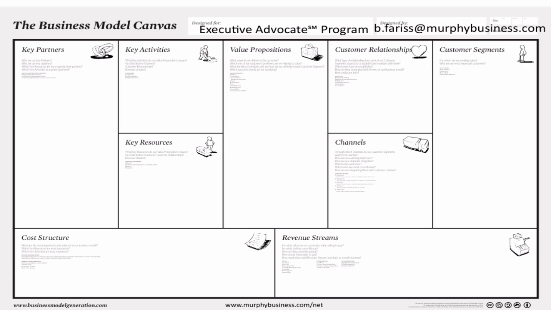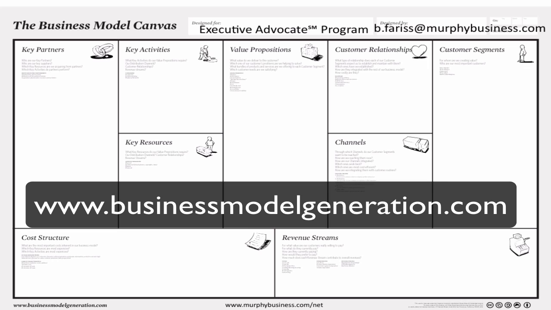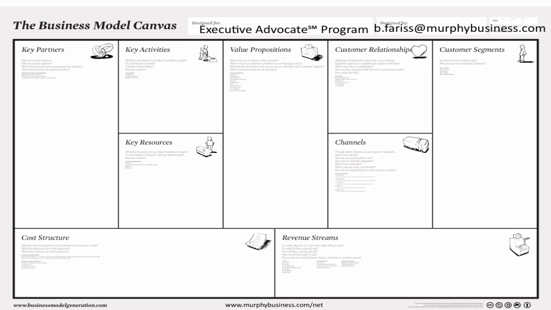We're going to be introducing an exciting tool to you, the Business Model Canvas. This particular format is available as a download from www.businessmodelgeneration.com, and its use is explained in the new book, Business Model Generation, which we recommend you obtain and read. You'll see 9 categories here that are used to give you an overview of how the business works. And I'm going to show you the results of applying a business model generation to our executive advocate program.